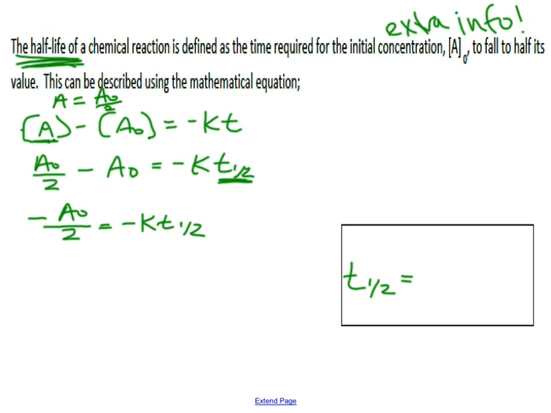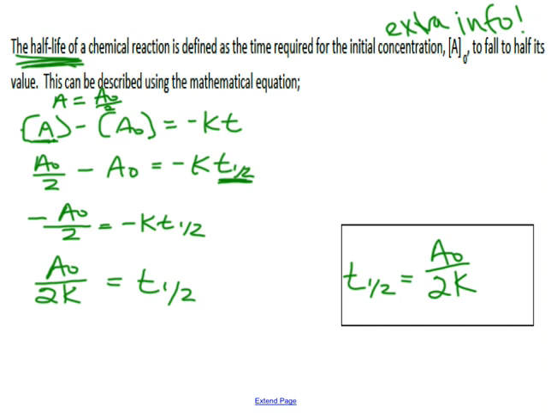Again, I'm solving for T1 half, so what am I going to do? Divide both sides by negative K. You guys have got to talk. I'm getting frustrated. You need to talk. So if I divide negative A naught over 2 by negative K, what do I get? A naught over 2K. All right, and that's what a zero-order half-life equation looks like.